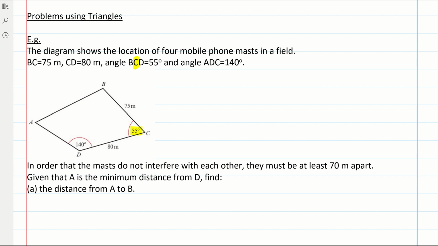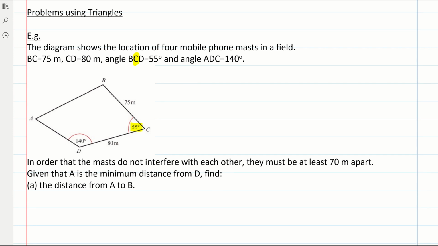So I want the distance from A to B. So the first thing we need to read very thoroughly is this line. In order that the masts do not interfere with each other, they must be at least 70 meters apart, given that A is the minimum distance. Well, the minimum distance is 70 meters. They must be 70 meters. So that's the minimum distance. So they're basically telling you that A to D is 70 meters. Find the distance A to B.